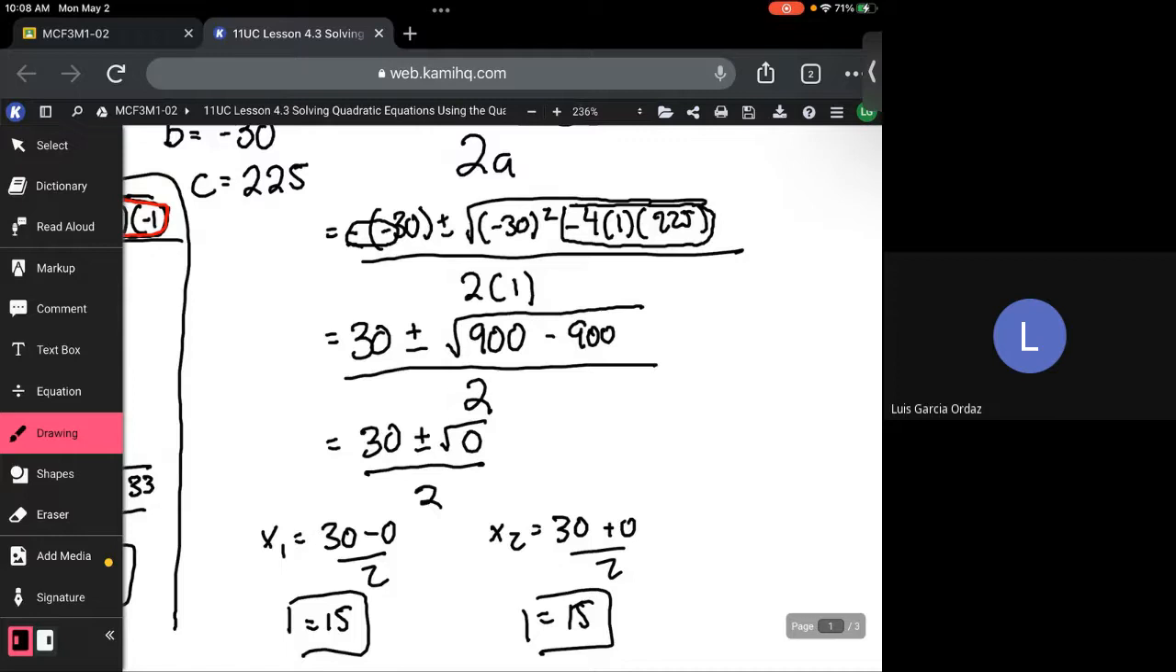What if we put like 30 plus the square root? That's fine. Wait, if I'm correct, the square root of 0 Square root of 0 is 0. it's just taking me a little. Oh. No. It's fine.